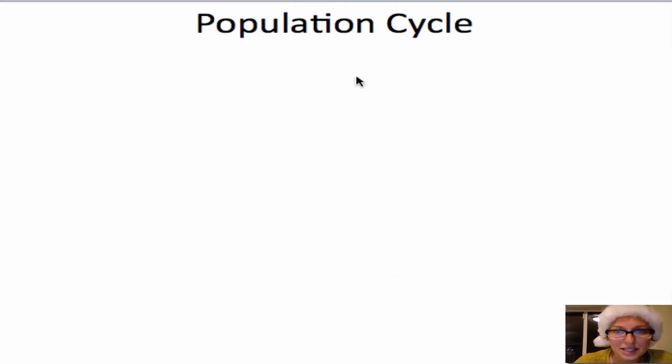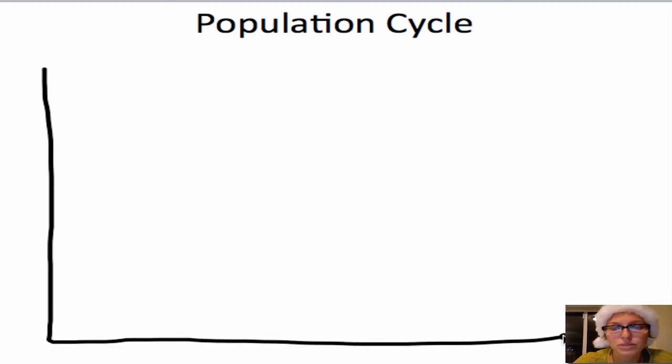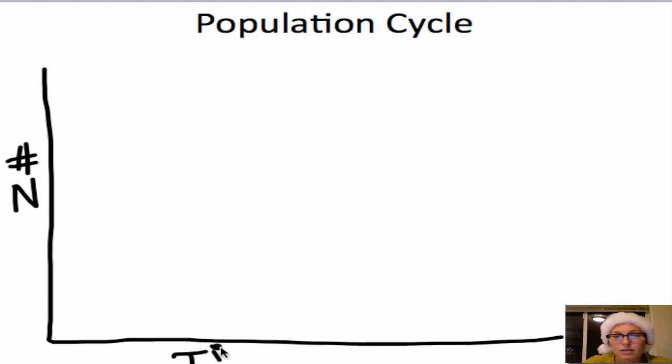Now, we're going to take a look at population cycle and kind of put together what we know of carrying capacity and biotic potential and also limiting factors. So I'm going to create a little graph here. And if this is number of individuals, I'm going to just say N. And if this is time, right here. And I'm going to do a little dotted line.